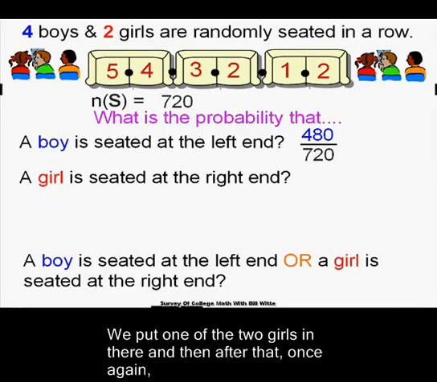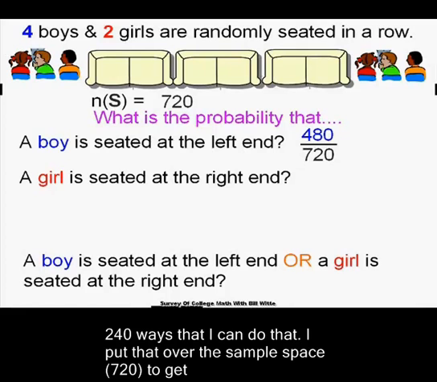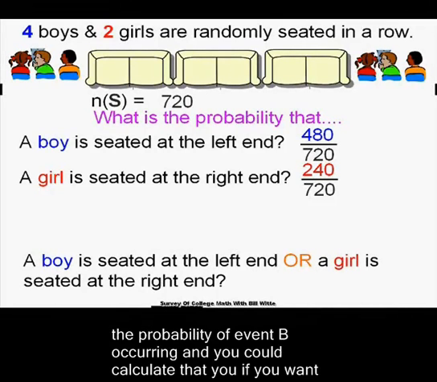So I put one of the 2 girls in there, and then after that, once again, I can seat anybody I want: 5 times 4 times 3 times 2 times 1. Okay? So if you multiply all that out, I get 240. So there's 240 ways that I can do that out of 720. You can calculate that if you want to, but I'm just doing theory here.